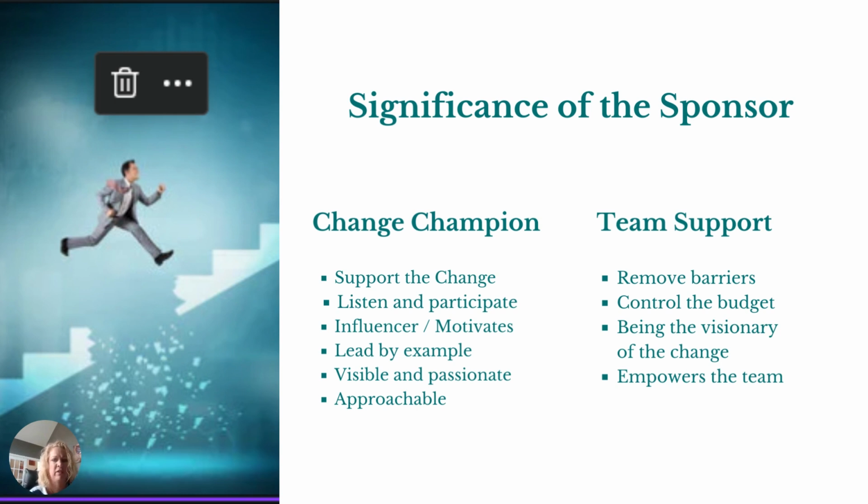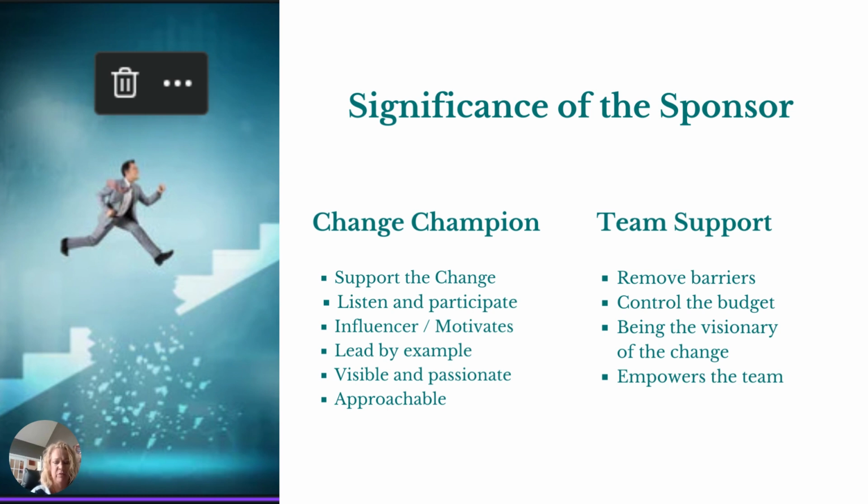But anyway, we call them the change champion. Although not to be confused with champions of the project, because you can have several change champions along the way as you gain buy-in for the project. But the sponsor is the primary champion.